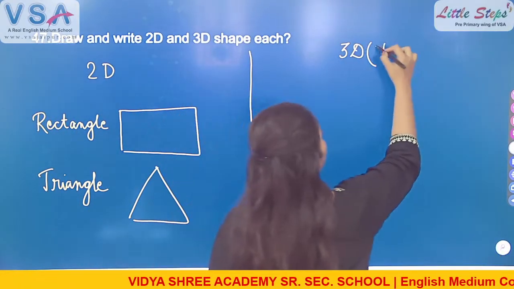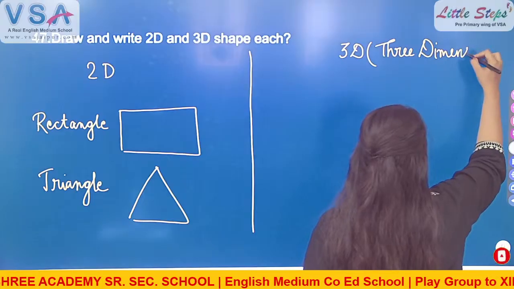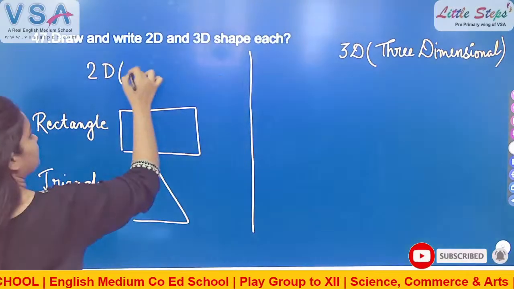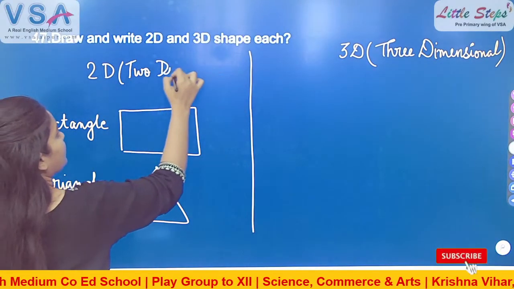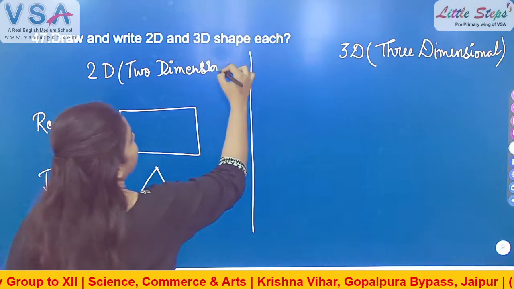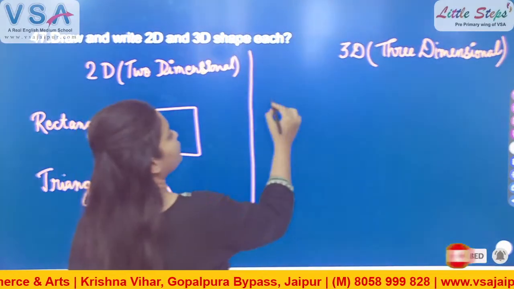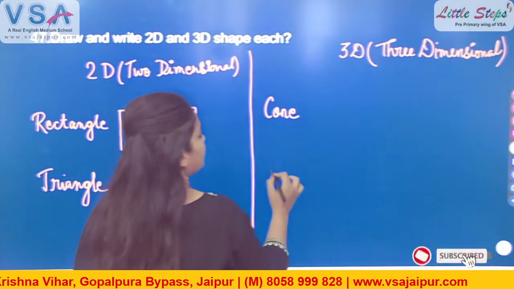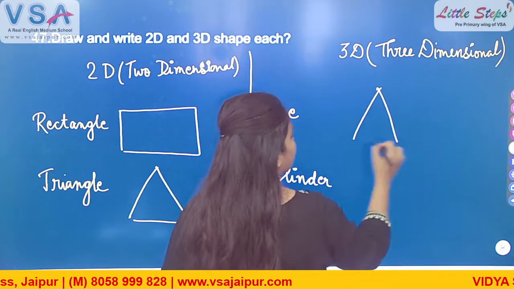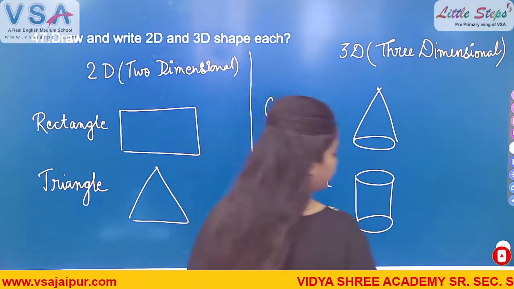3D is three-dimensional. And 2D is two-dimensional. 3D shapes क्या होते हैं? As we all know, 3D shapes क्या होते हैं? जो क्यूब होता है, क्यूबॉइड होता है, सिलेंडर होता है, कोन होता है, जिसमें हाइट भी होती है. तो you all can draw cone as well as cylinder. Yes, moving on to next question.